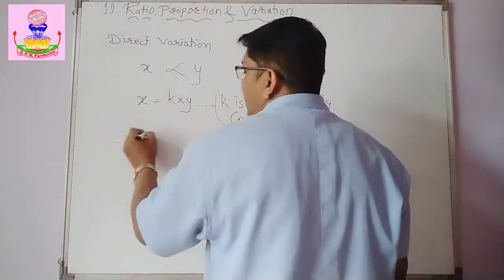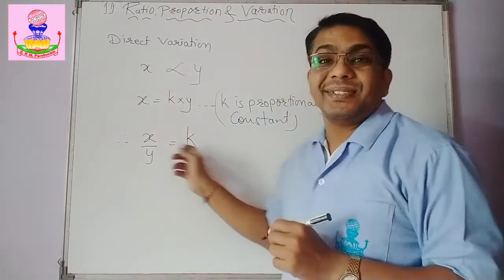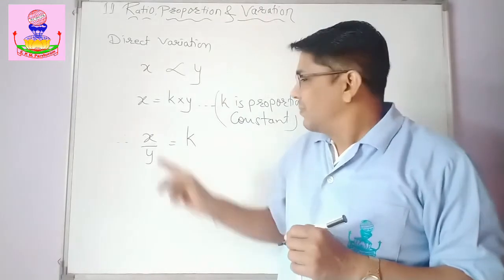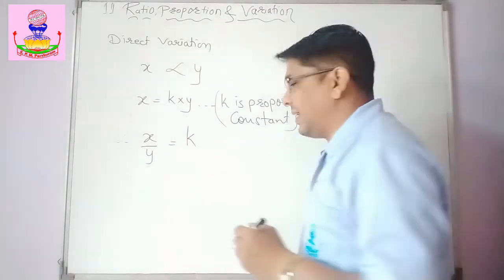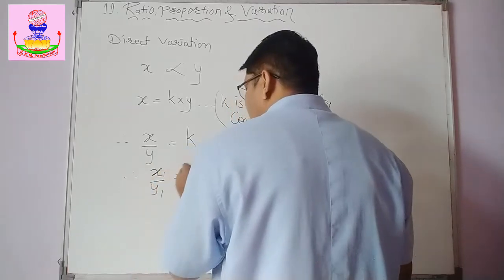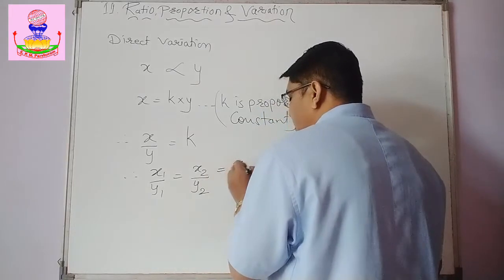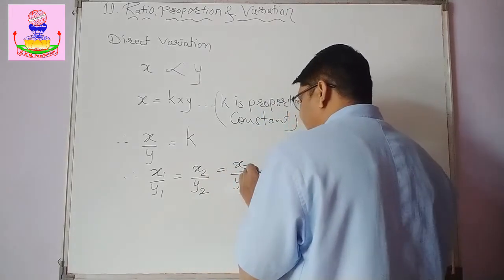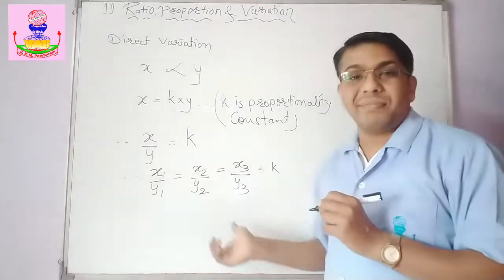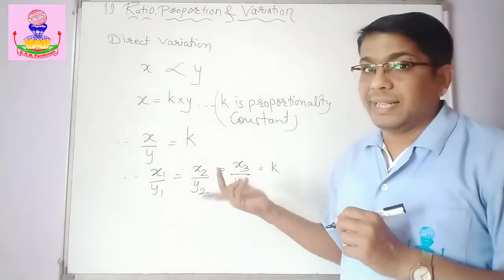Therefore x upon y is equal to k. Now k is constant, so the ratio is constant for direct variation. From this I can put it like this: x1 upon y1 is equal to x2 upon y2, is equal to x3 upon y3, and so on, that is always constant. So you can use this particular expression to solve the examples.